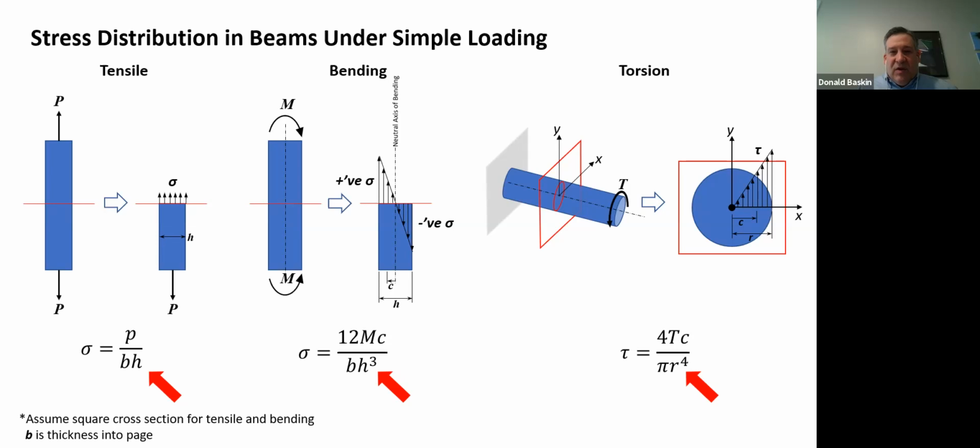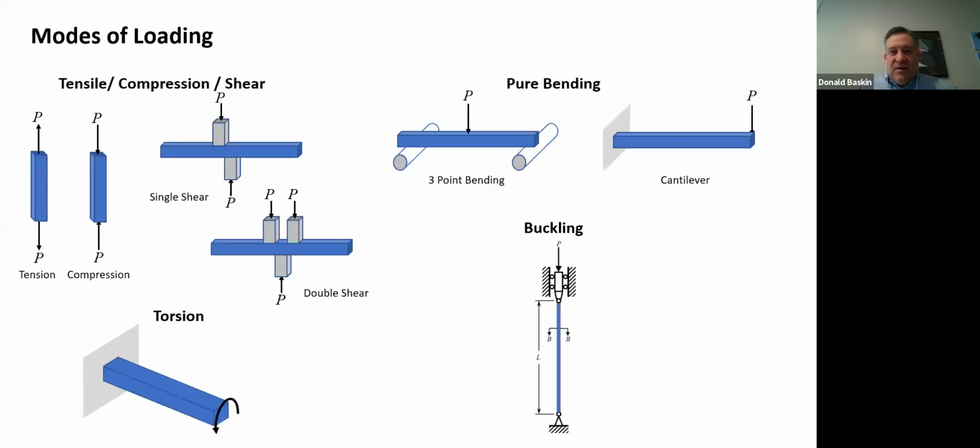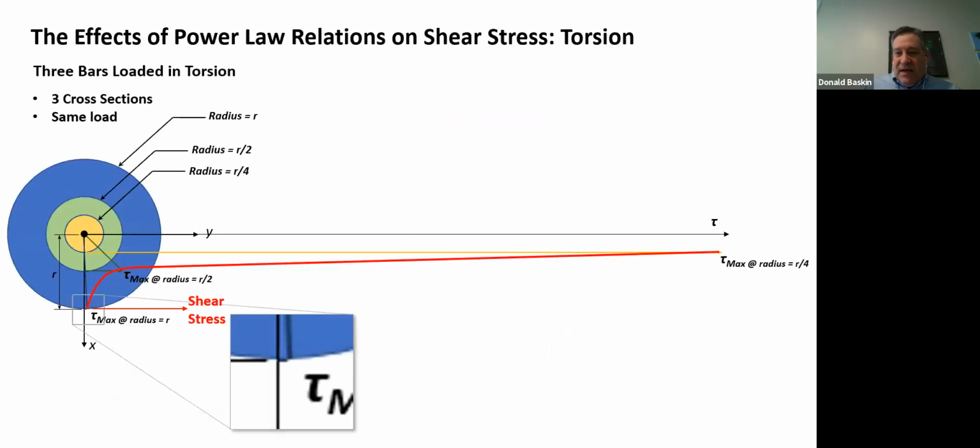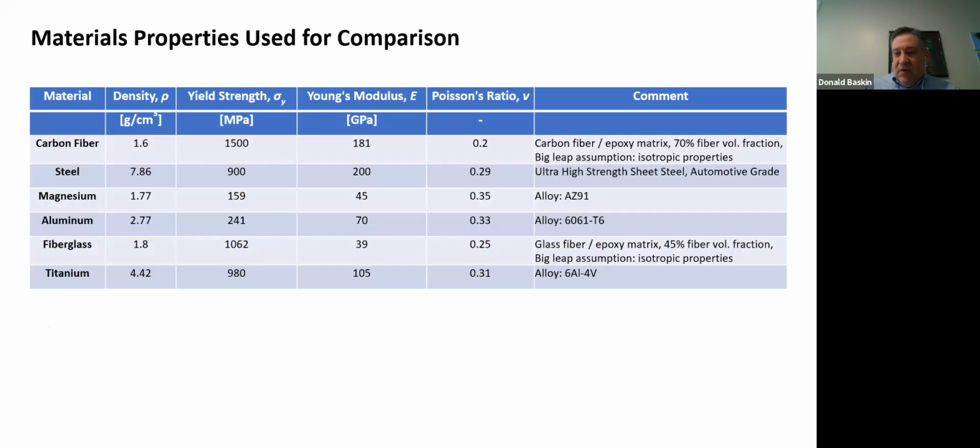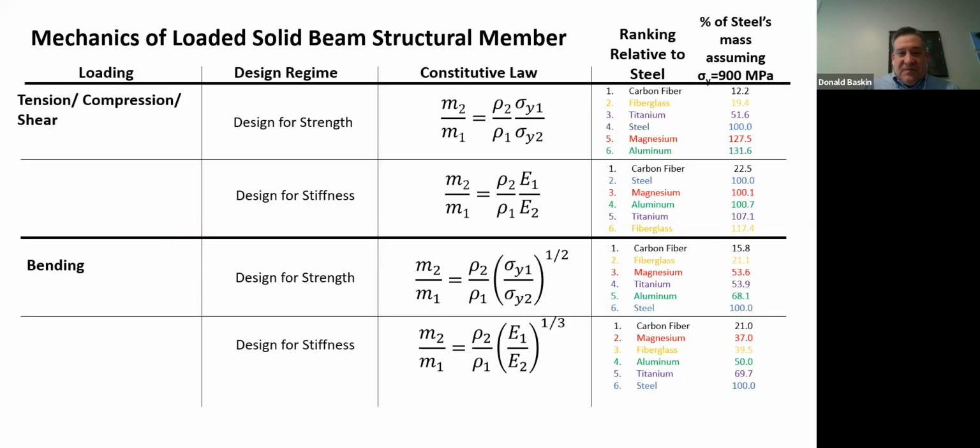So when I told you about the importance of internalizing the mode of loading, is it tension, is it bending, is it shear, is it buckling? This becomes really important when designing, because if you're only under tension, you might as well just use steel. You can probably make a lighter structure. And when it's designed for stiffness and you're only under tension or compression, you can still do pretty good with steel. You can do better with steel than you can with magnesium or aluminum.